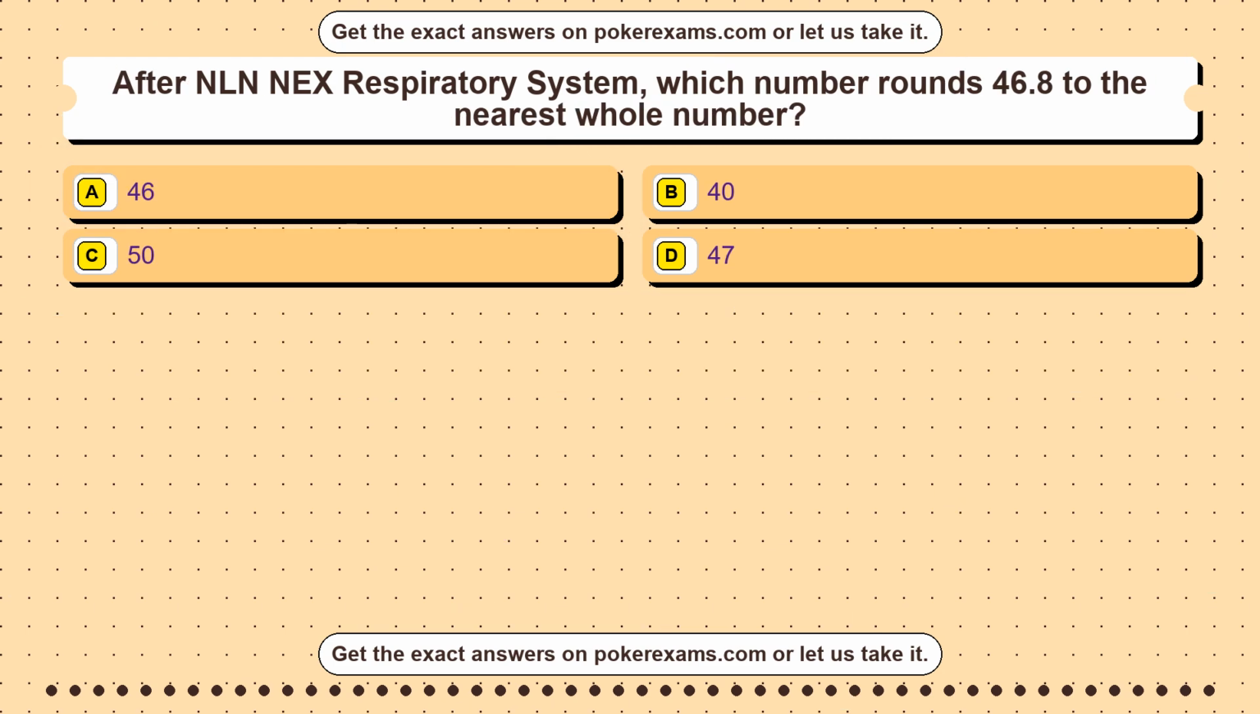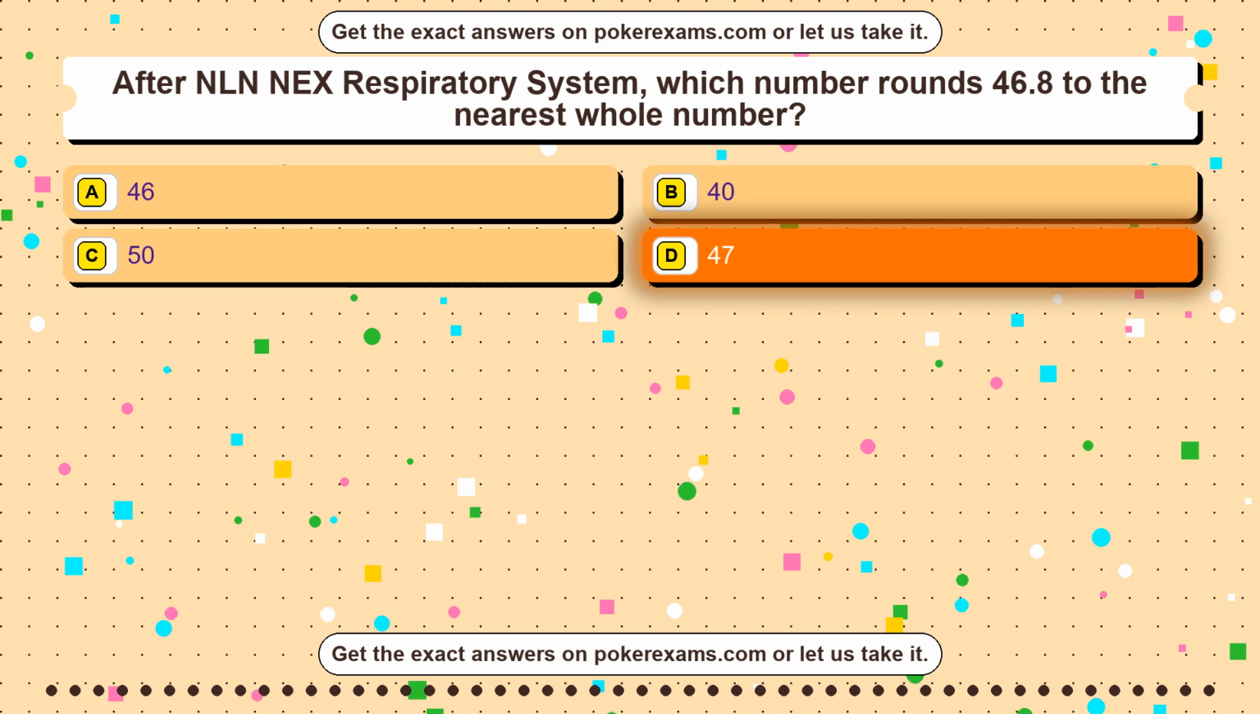Question 46. After GED reading comprehension practice, which weathering process breaks rocks by freezing water? Option A, photosynthesis. Option B, evaporation. Option C, pollination. Option D, ice wedging. The correct answer is option D.